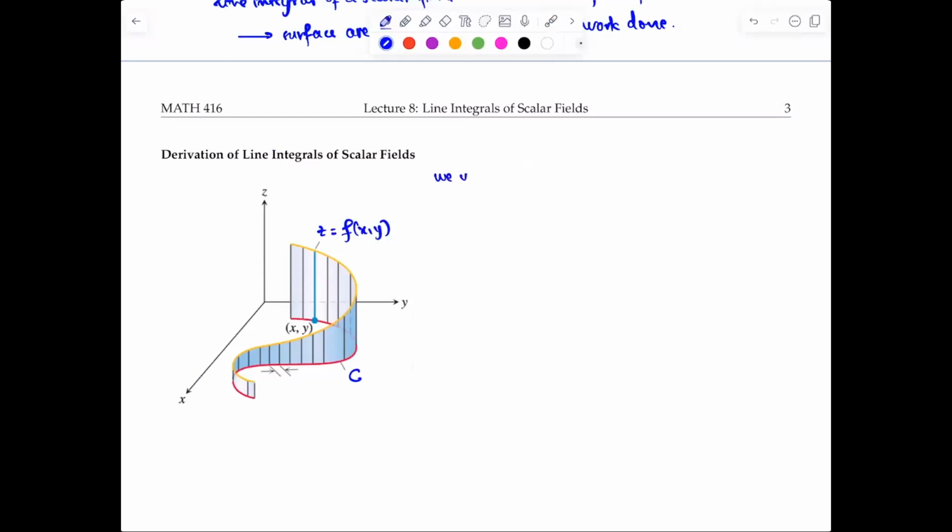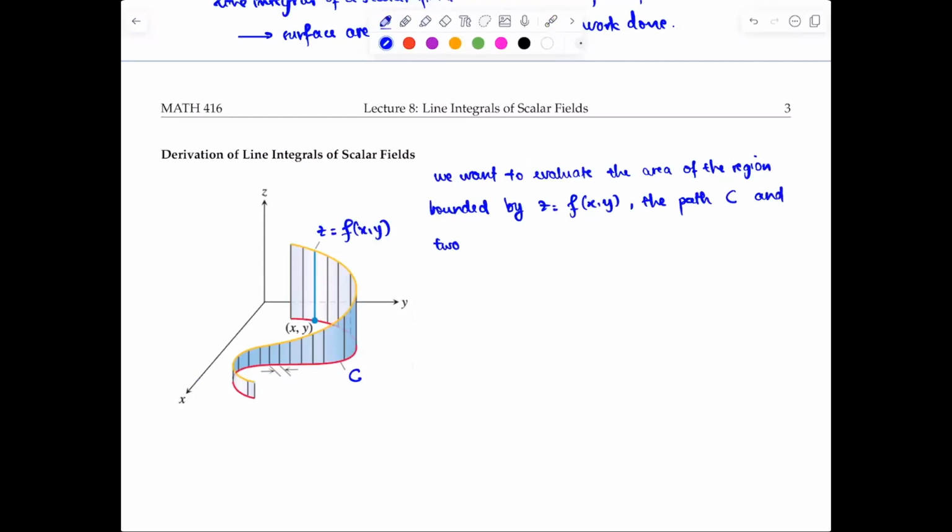So what we want is to evaluate the area of the regions bounded by the curve z equal to f of x comma y, the path capital C, and two vertical lines z equal to a and z equal to b.